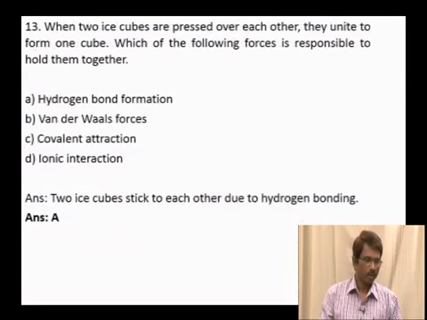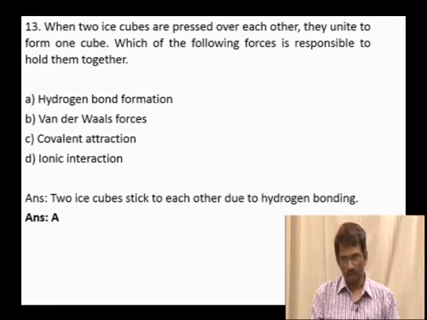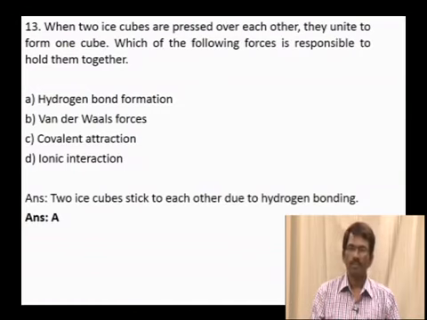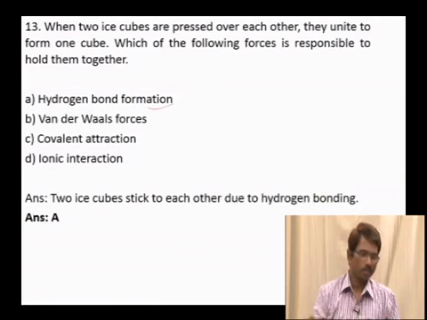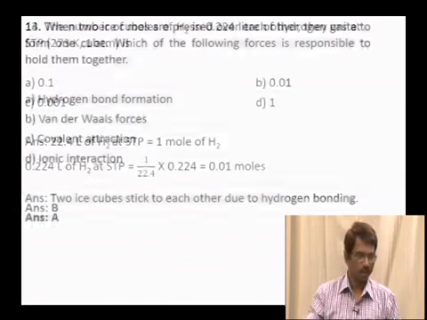B. To question number 13, when 2 ice cubes are pressed over each other, they unite to form 1 cube, and which of the following force is responsible to hold them together? And as I said, ice has got extensive hydrogen bonding. Because of the tendency to form more hydrogen bonds, the ice cubes unite together, and hence the correct option for question number 13 would be option A, which says hydrogen bond formation.